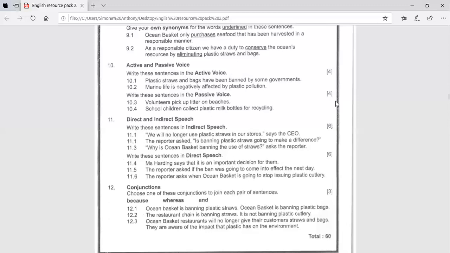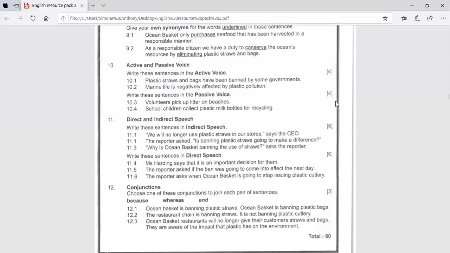If we look at question 11, it focuses on direct and indirect speech. And they say, write these sentences in indirect speech. So they're telling you what has been said, and you have to report this, because indirect speech is when you are reporting something. So if you look at 11.1, it says, we will no longer use plastic straws in our stores, says the CEO. So it will change to the CEO says that they will no longer use plastic straws in their stores.